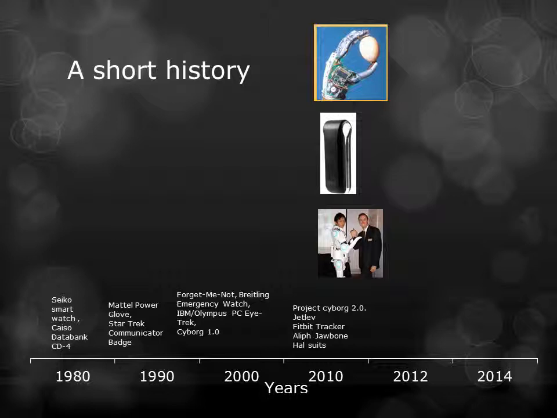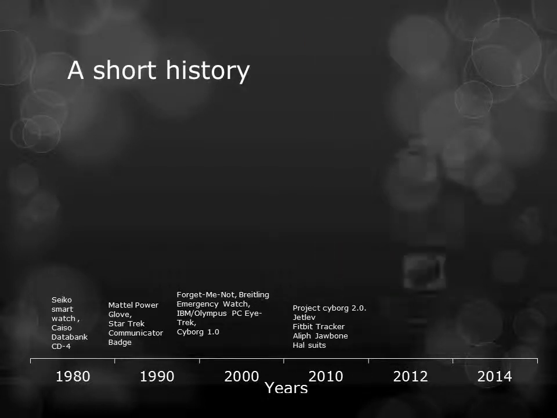Followed by this, we had the JetLev, which was a flying device, which wasn't very viable. Then the Fitbit tracker, which is very popular, used to track your fitness measurements. And finally, the HAL suit, which was used on paralysis patients to help them move.